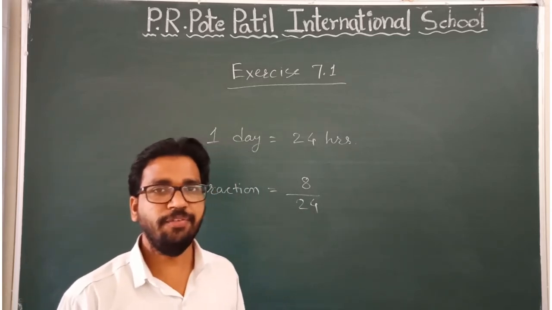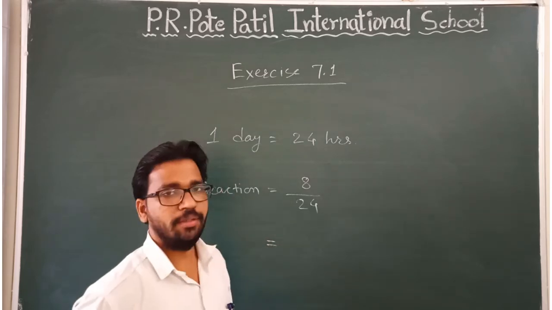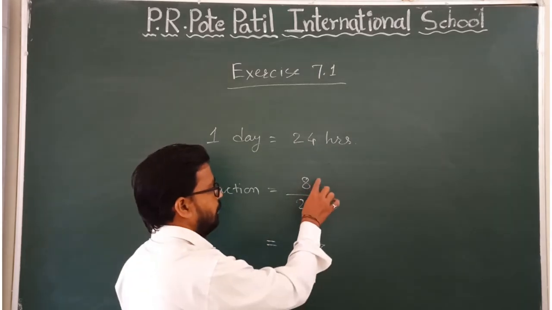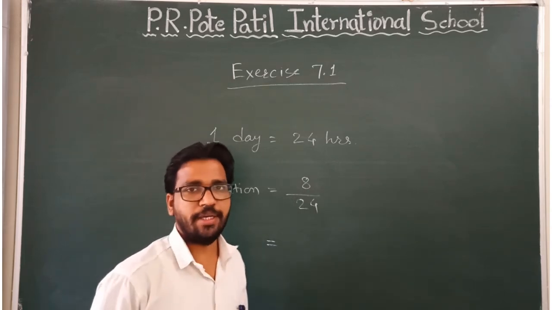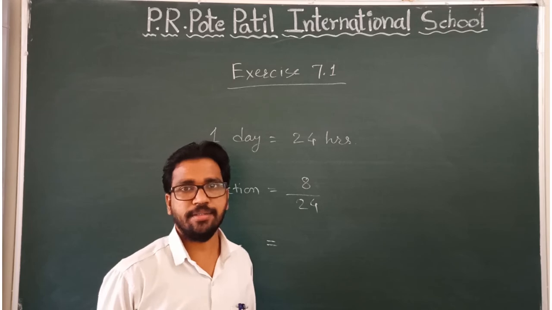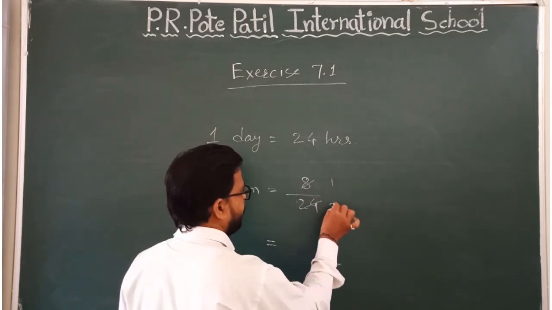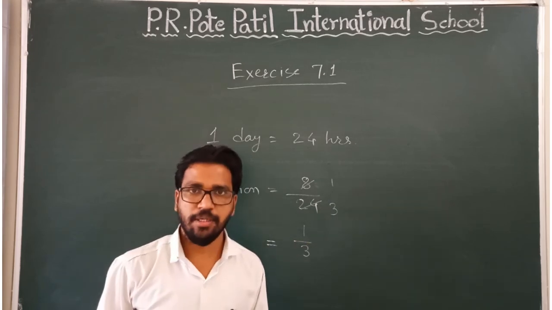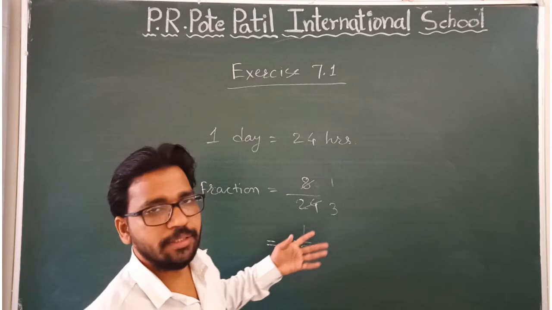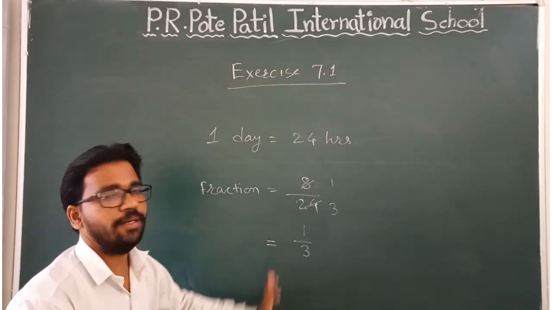Okay, if we simplify it, how to simplify this? Simply what we do? We divide this 24 by this 8. So 8 1s are 8, 8 2s are 16, and 8 3s are 24. So 8 1s are 8 and 8 3s are 24. So 1/3 part. We can say 1/3 part. But here no need to simplify it. You can simply write the fraction as 8 upon 24.